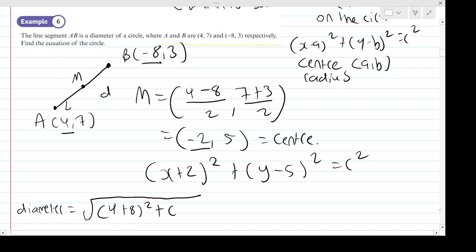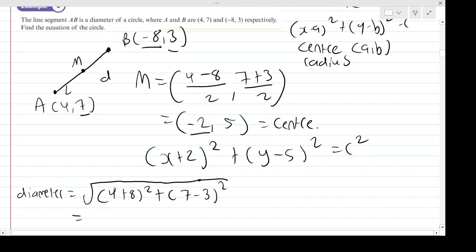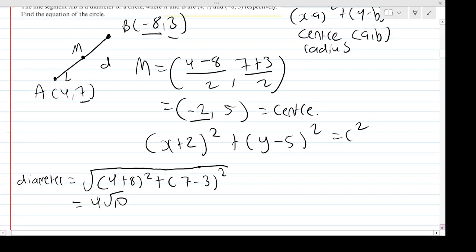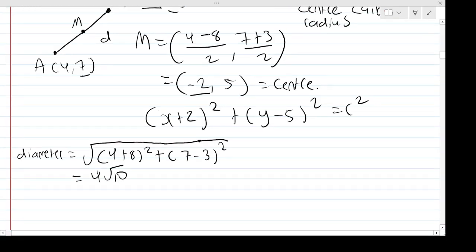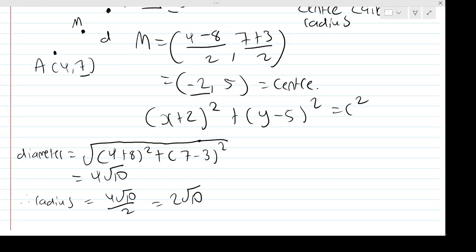And then add the change in y, that's going to be 7 take away 3, all squared. And that gives me my diameter if I put that in the calculator. So the root of 4 plus 8 all squared plus 7 minus 3 all squared. I get 4 root 10, okay? But that's the diameter. We know the radius is half the diameter. So therefore radius is 4 root 10 over 2, which goes to 2 root 10.